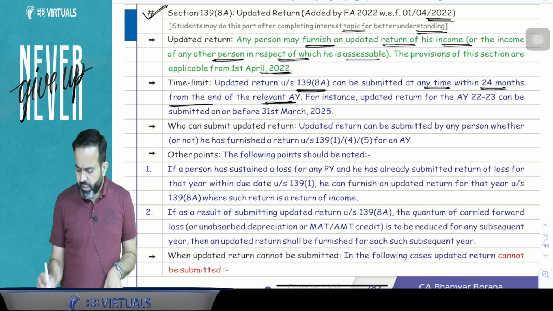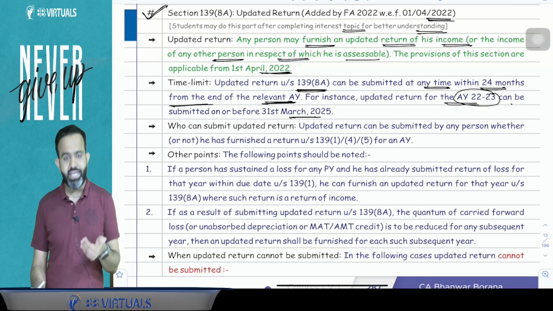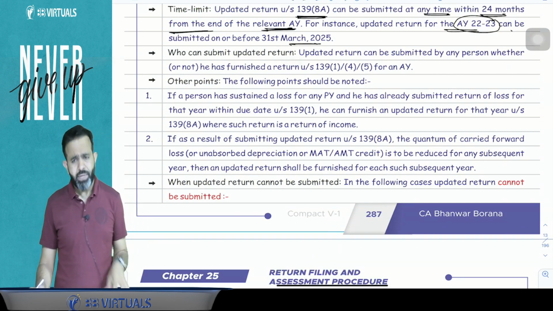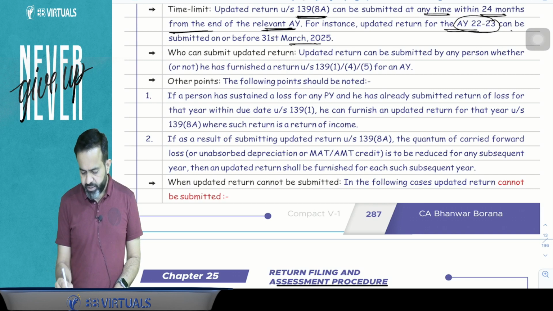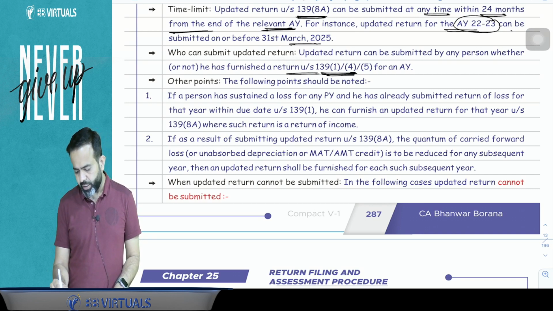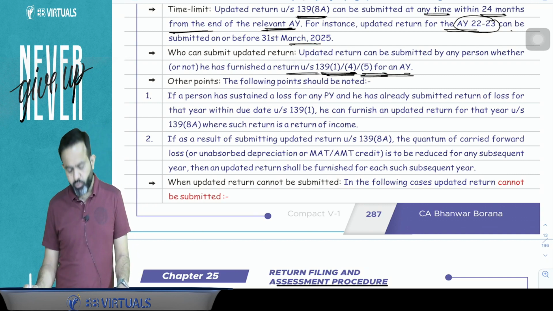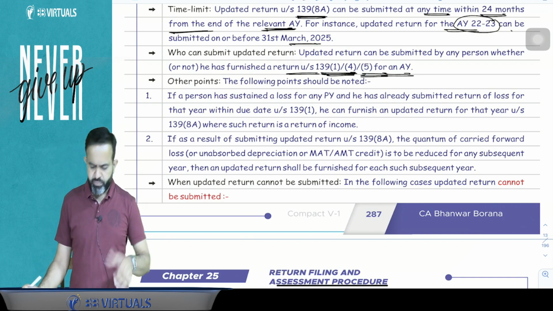For instance, the updated return for assessment year 22-23 can be filed till 31st March 2025. Now, who can submit the updated return? An updated return can be submitted by any person, whether or not he has furnished the return under section 139(1), 139(4) or 139(5) for an assessment year. So whether you have filed the return or not, you can file the updated return.